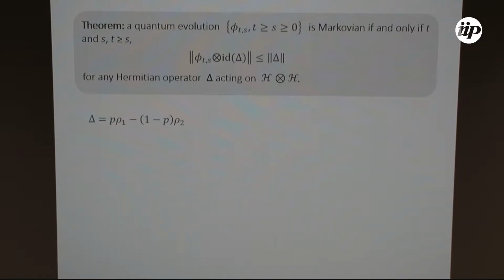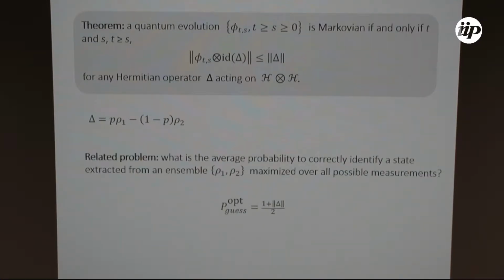are density operators. So I can relate this result to another problem, which is what happens if I have an ensemble of states, and with only one measurement, I want to guess what the state is. And I see then that the average probability to correctly identify the state, in this case already the optimum average probability, is related to the trace norm of a Hermitian operator, which is constructed by two states from this ensemble. So they are showing that this guessing probability has to increase at some point if I have a non-Markovian dynamics.